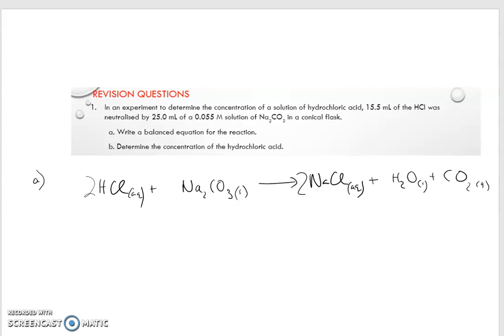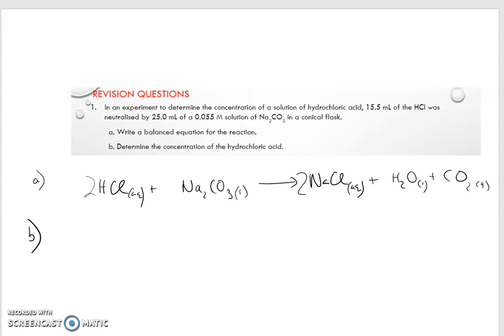And let's count our carbons. So we've got 1 carbon, 3 oxygens, 1 carbon, 3 oxygens. So that looks pretty good to me. 2 hydrogens, 2 hydrogens. Awesome. All right, so B, determine the concentration of the hydrochloric acid.